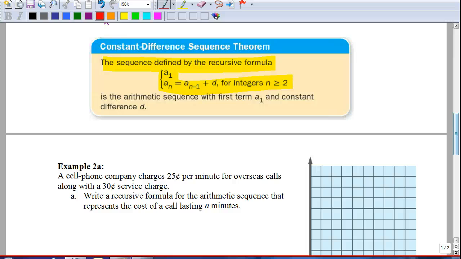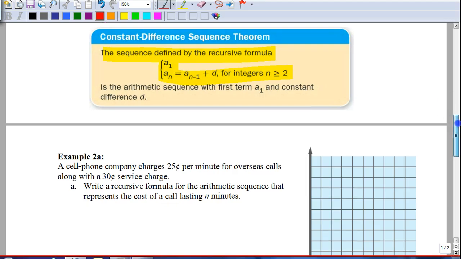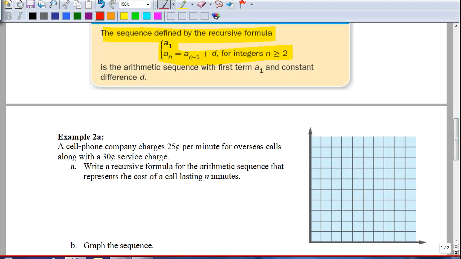We've already talked about writing recursive formulas for a sequence. But here's a specific format to follow. This is what we're going to use. Remember, we use a top row to represent the first term. We use a bottom row to represent how to find the next term in the sequence. So remember, a sub n minus 1 always refers to the previous term. And d is going to be your constant difference. And remember, that constant difference is the same as your rate of change.